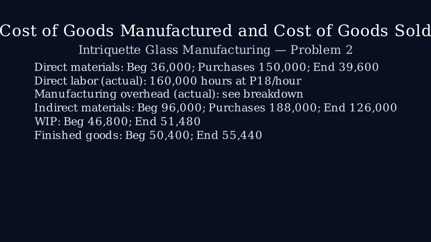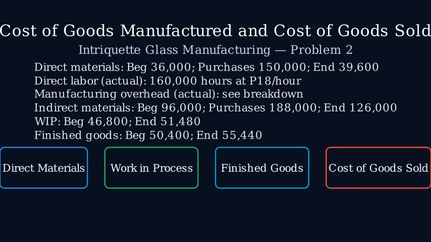To make this intuitive, let us draw the factory cost flow. Direct materials flow into work in process. Direct labor and manufacturing overhead also feed work in process. Then costs move to finished goods, and finally to cost of goods sold.